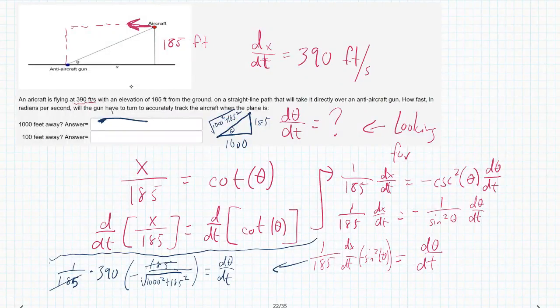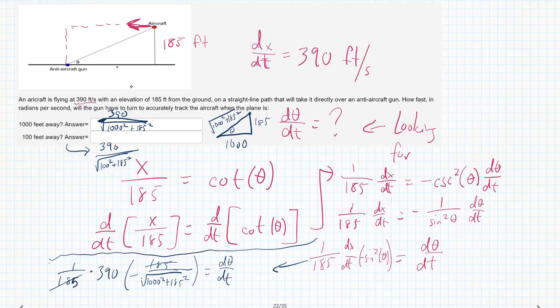Okay, so our final answer here, we get 390 over the square root of 1,000 squared plus 185 squared. And taking that to the second answer, notice the only place 1,000 really came into play was on the denominator, and so this one would be 390 over the square root of 100 squared plus 185 squared. And if it's talking about the direction of the angle, you put the negative to kind of counteract what's happening, right?